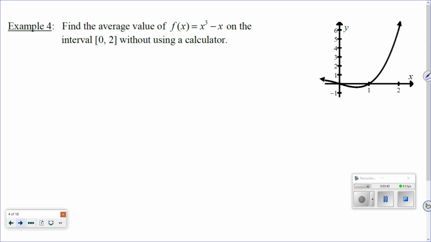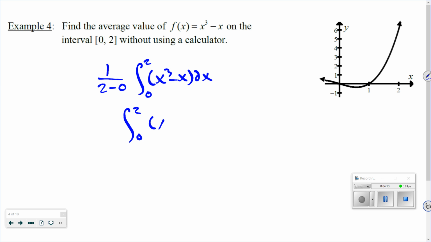Okay, so let's go through and do one of these problems. This one says find the average value of f of x equals x cubed minus x on the interval from 0 to 2 without using a calculator. We're just going to use our formula. The average value is 1 over b minus a, that'd be 2 minus 0, times the integral of f of x, x cubed minus x, dx, and again I'm going from 0 to 2. That could also be written this way, whichever you prefer, it doesn't matter. Putting it over 2 is fine also.